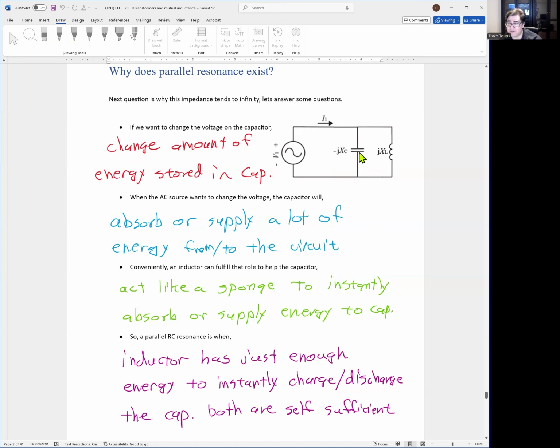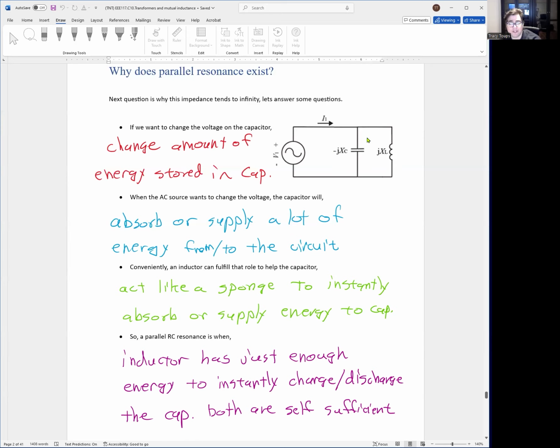So it takes a little bit of effort to change a voltage across the capacitor and the inductor because they're both in parallel. Okay. When an AC source wants to change the voltage in the capacitor, we must absorb or supply a lot of energy from the circuit. So that's the capacitor saying, feed me or take the energy out. That's a tax you have to pay to change the voltage across the capacitor.